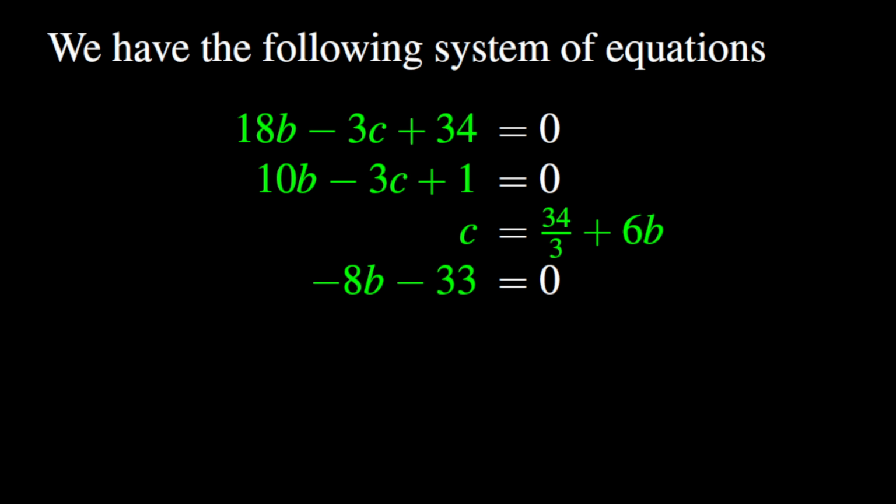We solve the first equation for c. This allows you to express c in terms of b, and replace this new expression of c in the second equation. The value of c is 34 over 3 plus 6b. We substitute this value of c in the second equation and obtain minus 8b minus 33 is equal to 0.